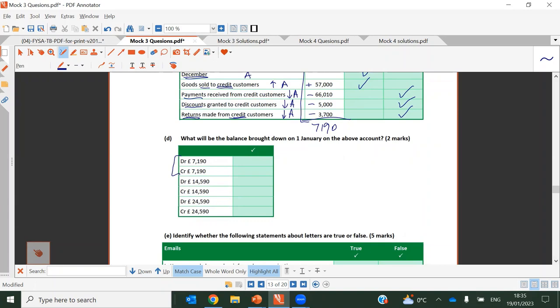This is the sales ledger control account. It's an asset account, and he is asking us for the balance brought down on the first day of the next period, where it will be an asset. If he does ask you for the carry down balance on the last day of the period, that would be a credit. So do again, just be very careful here and read very carefully.